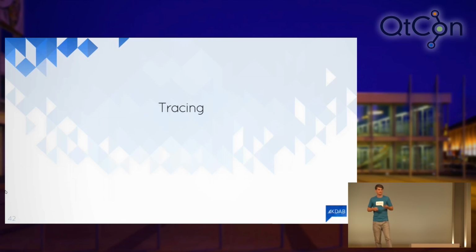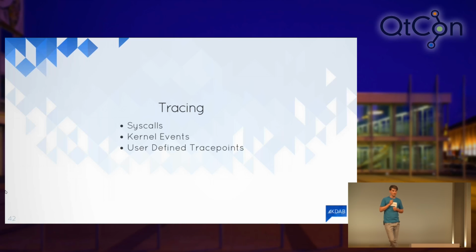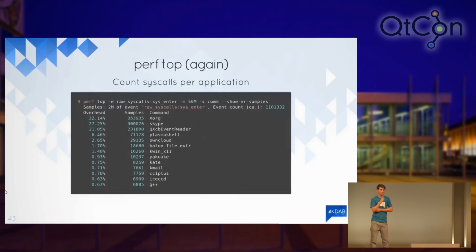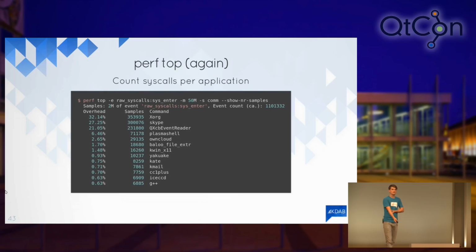Okay, so this was perf record and report. Quite a lot to stomach, I think. Let's quickly dive into tracing now. We can trace syscalls, kernel events, and user-defined trace points. Lots and lots of stuff with perf. Perf top is actually quite helpful here again. You can, for example, specify that you want to be notified about all syscalls that are happening on your machine. And if I do that, I usually use the raw syscall sysenter trace point, and I can see that Xorg is triggering tons and tons of syscalls.